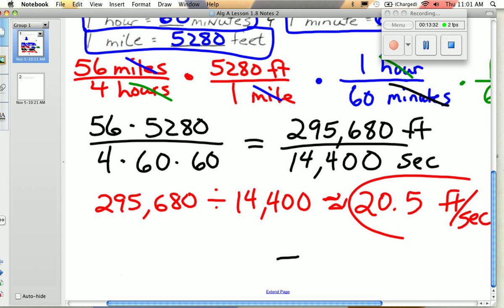So this cyclist is biking at a rate of approximately 20 and a half feet per second. It seems fast, doesn't it?